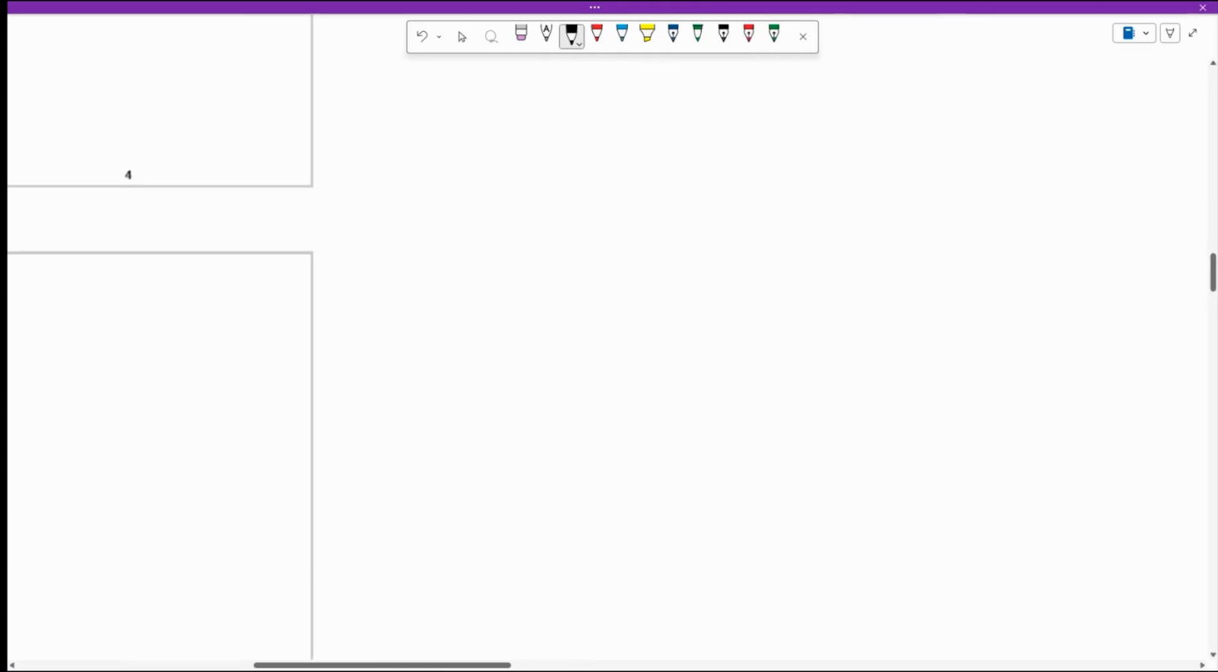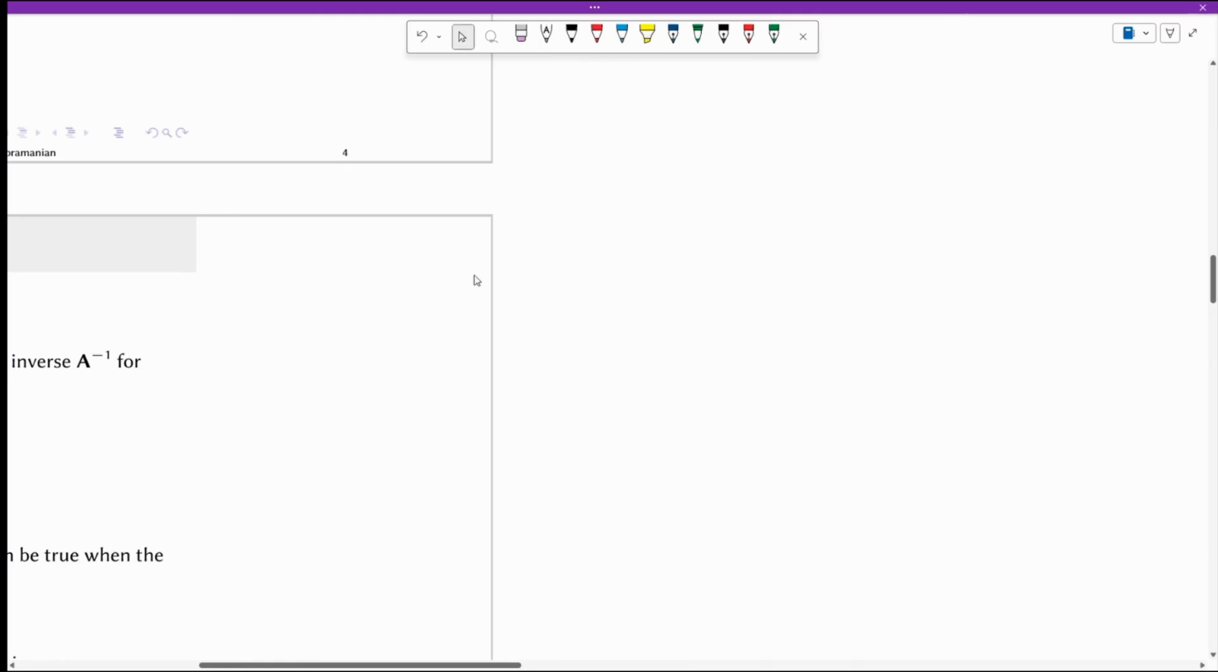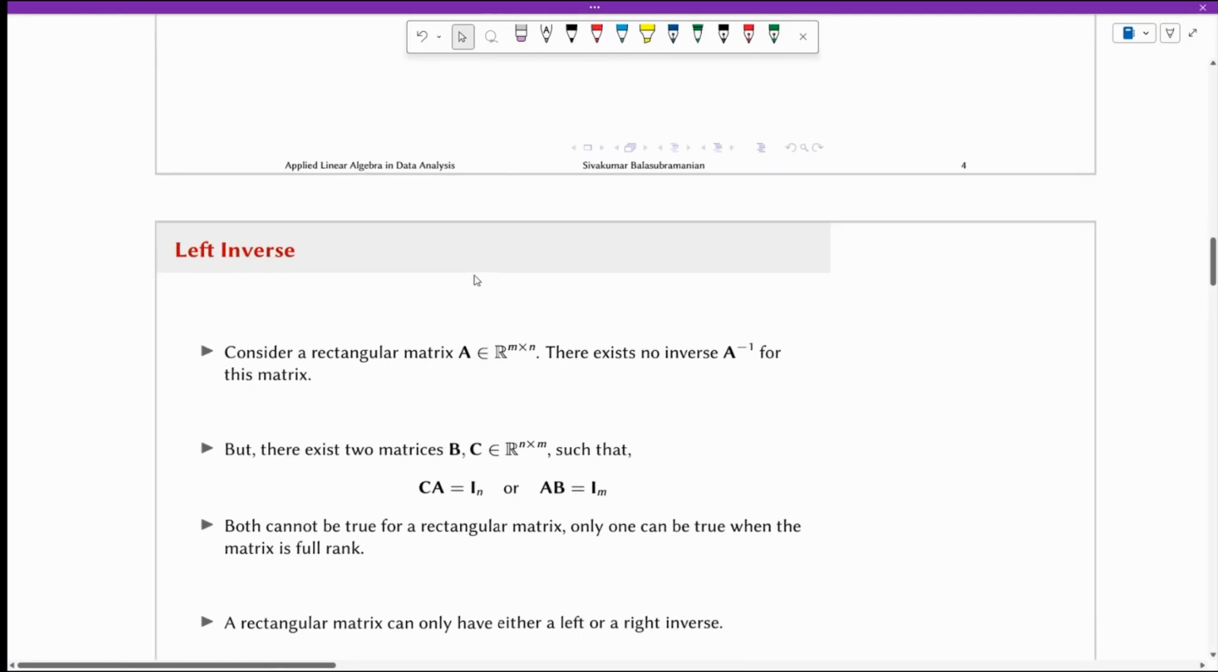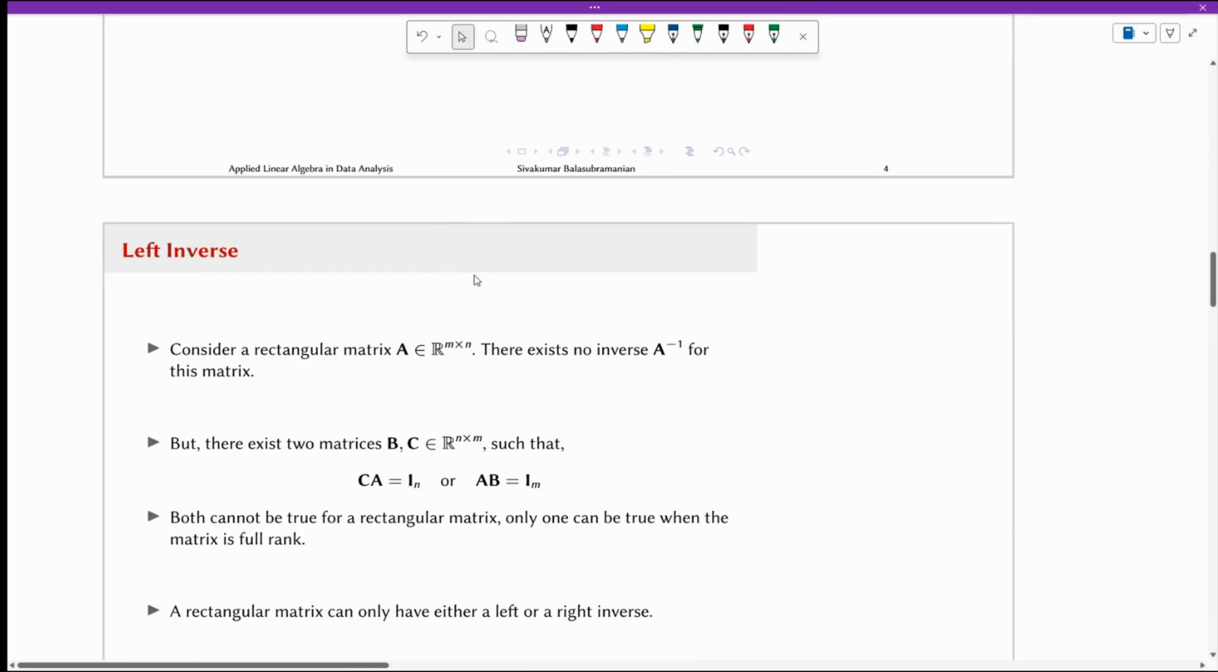And so far, we've talked about inverses only in the context of square matrices. And we said inverses are only defined for matrices that are square and that are full rank. And whenever you have a full rank square matrix, we said there is a unique inverse such that A inverse A equals A A inverse, and you'll get I N. So it doesn't matter whether you pre or post multiply the inverse with the original matrix, you'll always get the identity matrix.